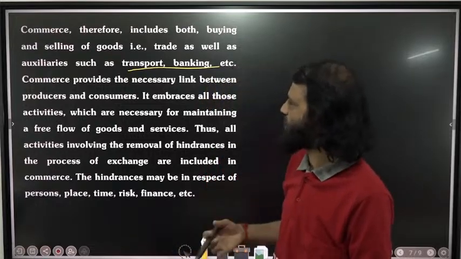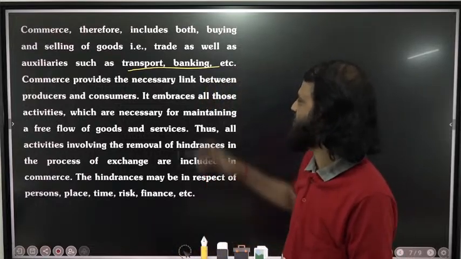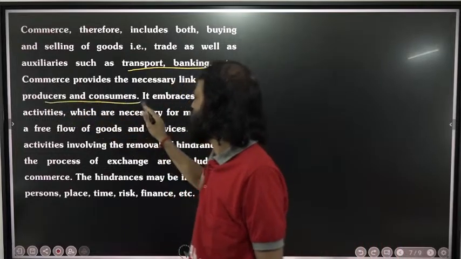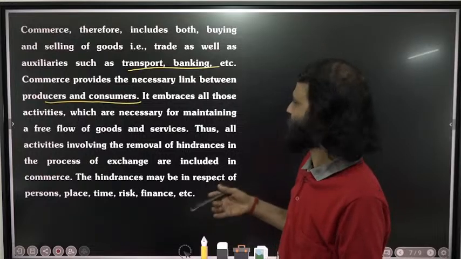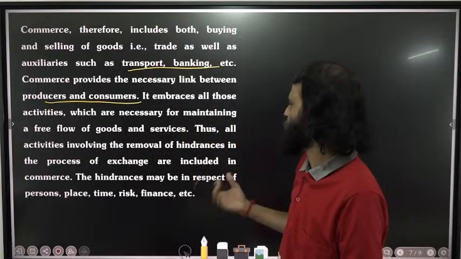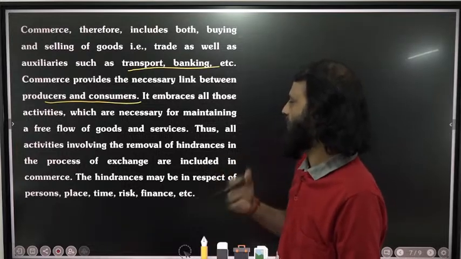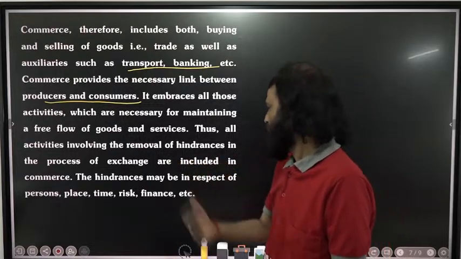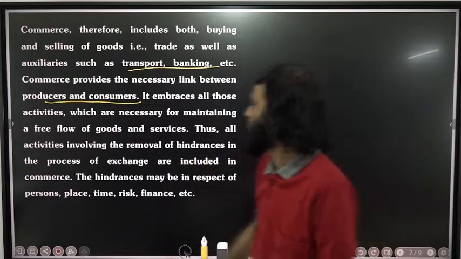So what is commerce? Commerce provides the necessary link between producers and consumers. It embraces all those activities which are necessary for maintaining a free flow of goods and services. Thus, all activities involving the removal of hindrances in the process of exchange are included in commerce.